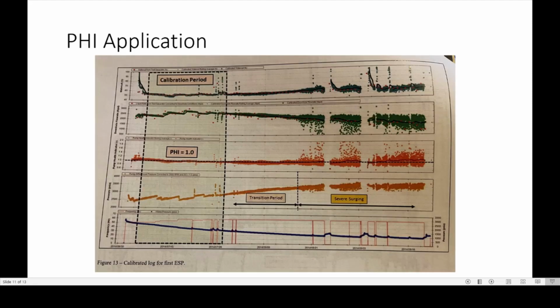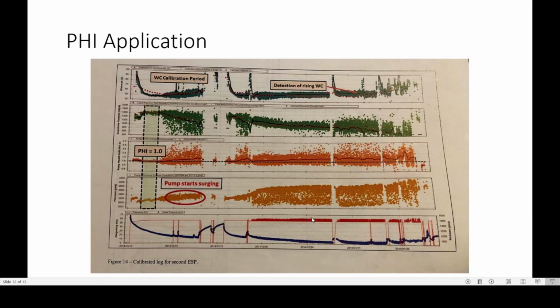Here's the calibration that was done for the first ESP, where you had the calibration period for the first 82 days, and you had your PHI of about 1. And then you have severe surging when you have different flow regimes coming up. Here's the calibration period for the second ESP when oscillations and rising GLRs started happening.